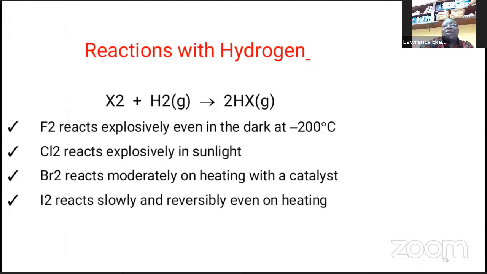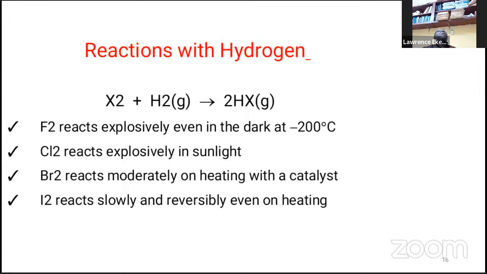Now, in the reactions with hydrogen, the reaction of fluorine is always very fast and explosive, even in the dark and at a very low temperature of minus 200 degrees Celsius. Chlorine reacts with hydrogen in the presence of sunlight, and the reaction is equally explosive. Bromine reacts moderately, and this time you have to heat with a catalyst, while iodine reacts slowly and reversibly, even on heating with hydrogen. So you can see that the reactivity decreases down the group.